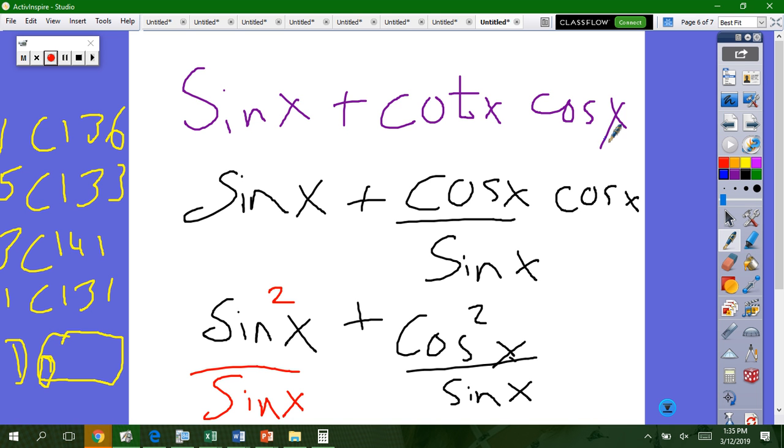Not necessarily. There's an infinite amount of things that equal to it. What? I don't know. I told you it didn't work.